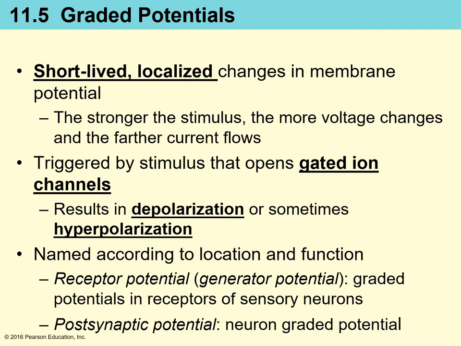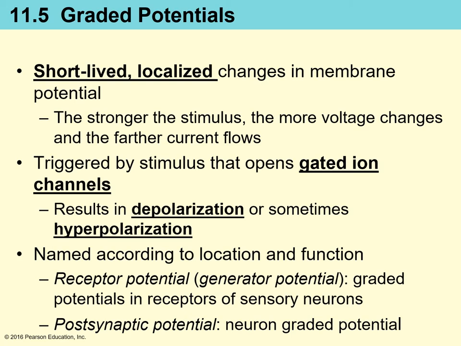So your graded potentials, as I said, are in a localized area. It's not going to be across the entire neuron. It's just in a very short area. It's usually very short-lived, very quick, boom, over. The stronger the stimulus is, the more the voltage is going to change, and it's going to affect a larger area. It's still not the entire neuron, but a larger area, which would increase your chances of getting a response.